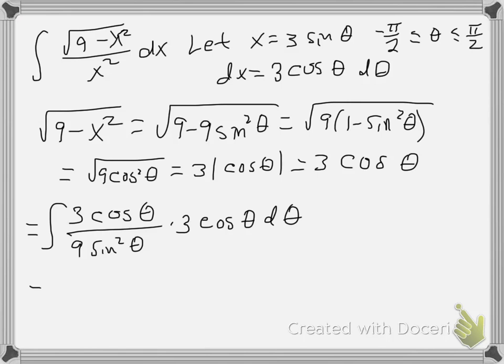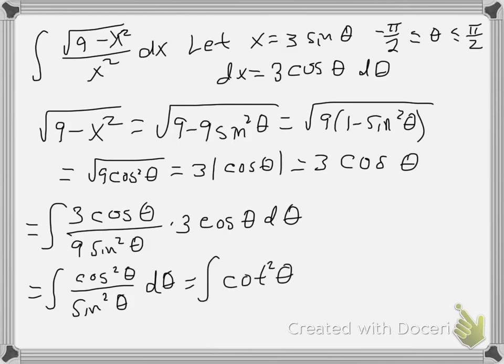Okay. So now this becomes the integral of simply cosine squared of theta over sine squared of theta d theta. This becomes the integral of the cotangent squared of theta d theta. Now, how do we integrate the cotangent squared of theta?